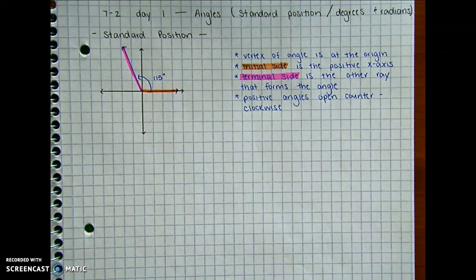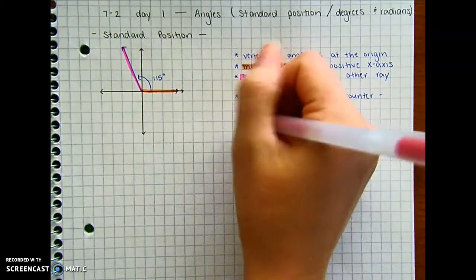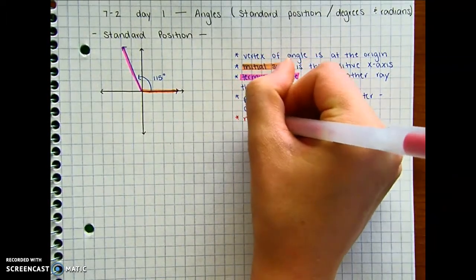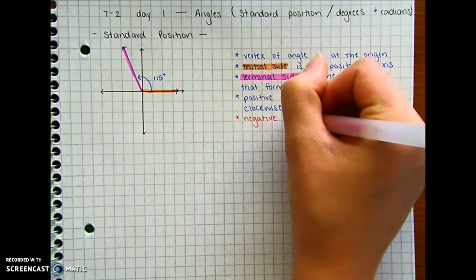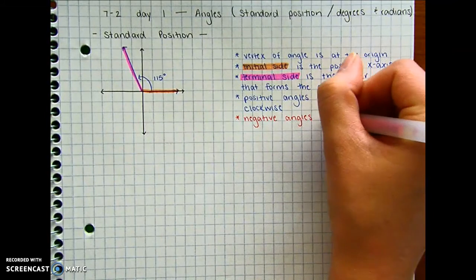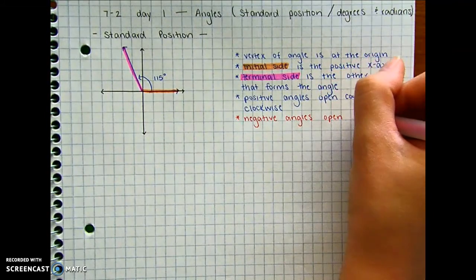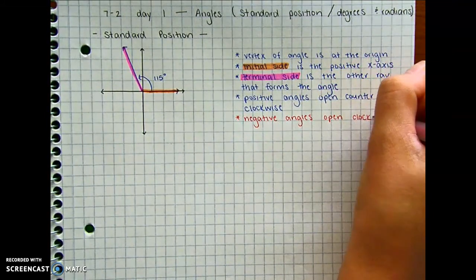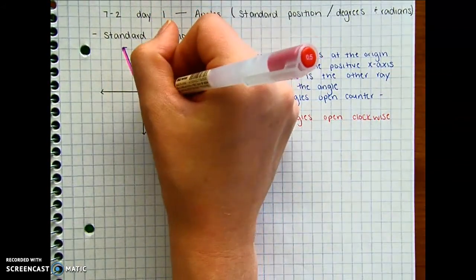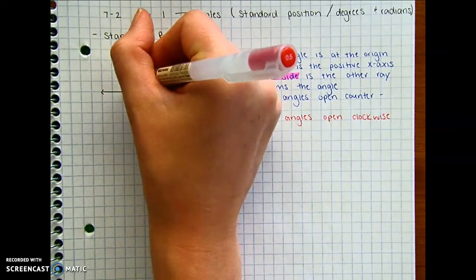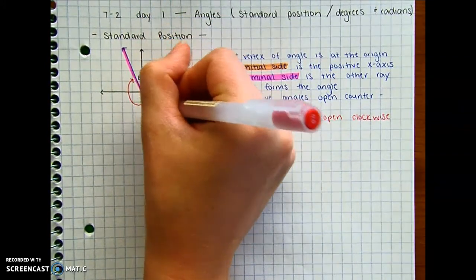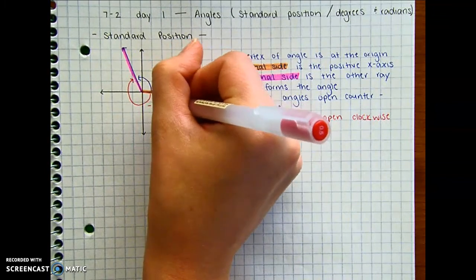Whereas negative angles open clockwise. So if I started on the initial side and went to the terminal side in the other direction, okay, that would be negative 245 degrees.